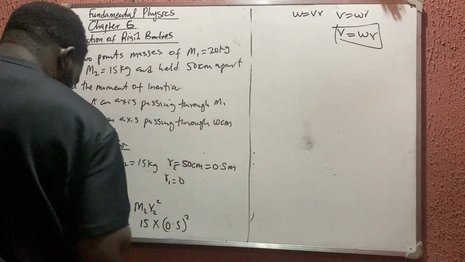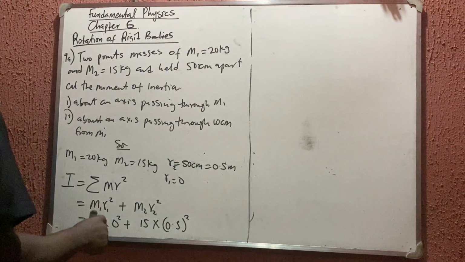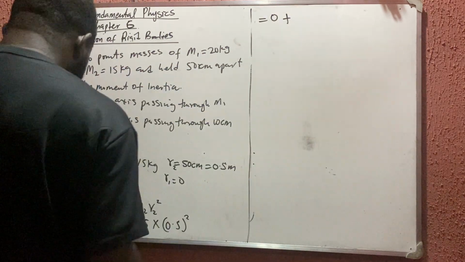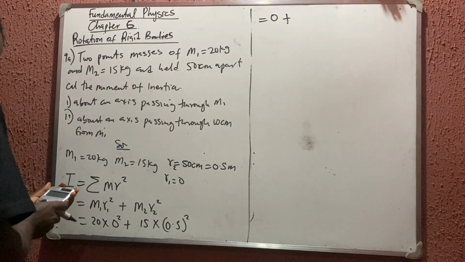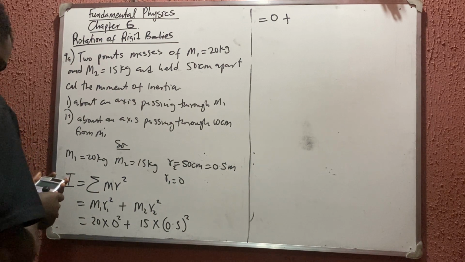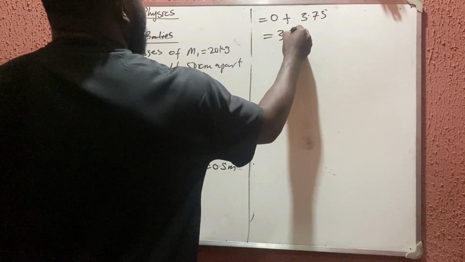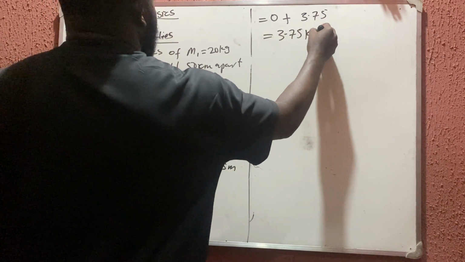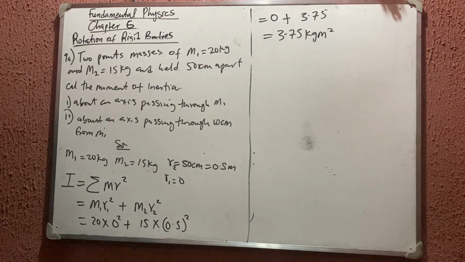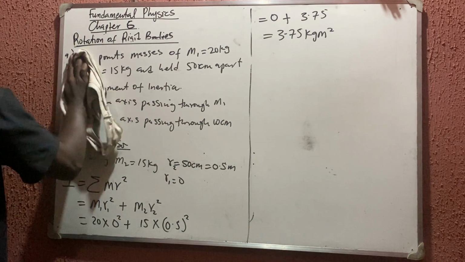I think I've gotten the correct thing to do. Yes, because that's why it's a summation. So this is equal to 0 plus 0.5 squared times 15, which gives 3.75. So this will give you 3.75 kilogram meter squared. So that is that for that. So we'll go to question number 9b, the last question here.